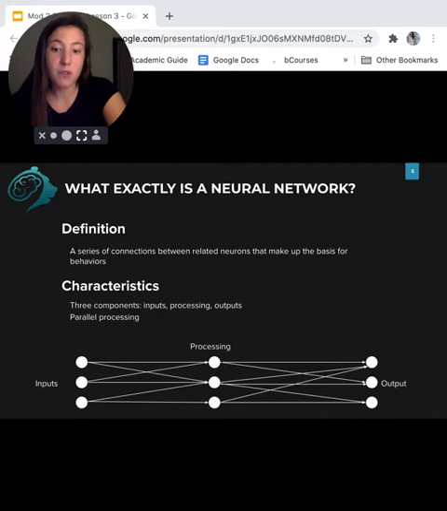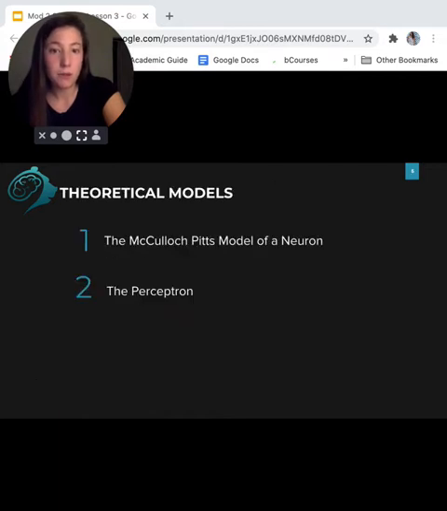There have been many models to explain more in depth how neural networks really work, and there's still a lot of questions to answer. But we're going to go over two models right now. The first is the McCulloch-Pitts model of a neuron, and the next is the perceptron.